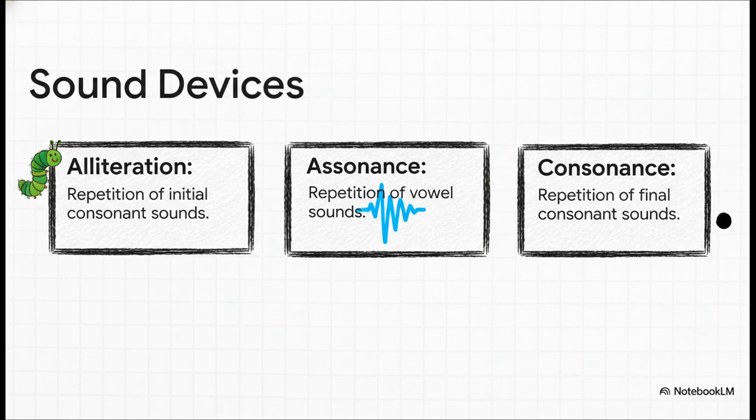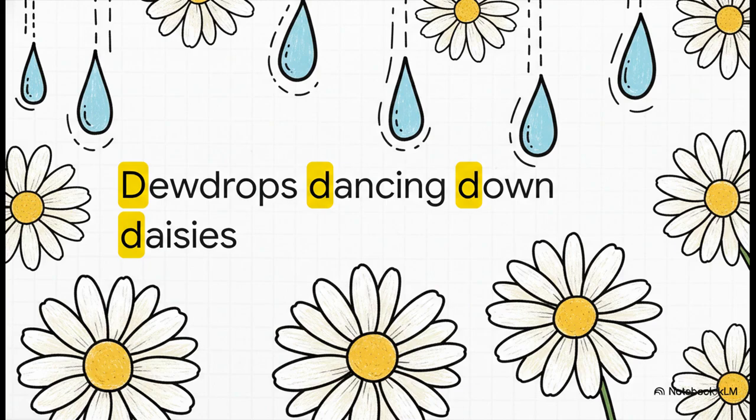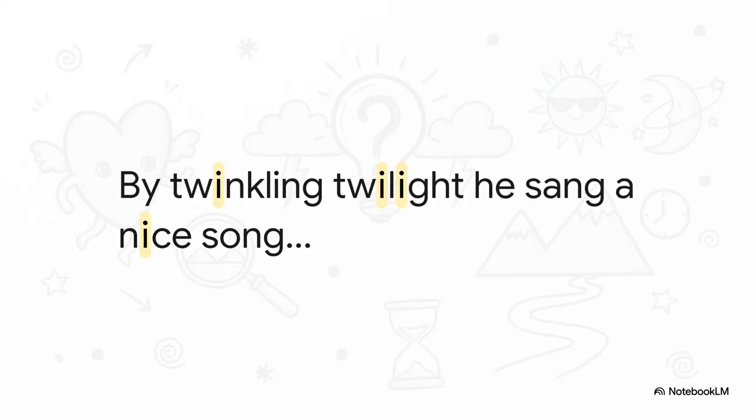Let's actually hear them in action. First up, alliteration. Just listen to that D sound. Dewdrops, dancing, down, daisies. It creates this really pleasing rhythm that just ties the whole phrase together beautifully. Okay, now for assonance. This one's a little more subtle. Listen for the repeated long I sound here. By twinkling twilight, he sang a nice song. You hear that? It's like a little internal echo that just adds so much to the mood.